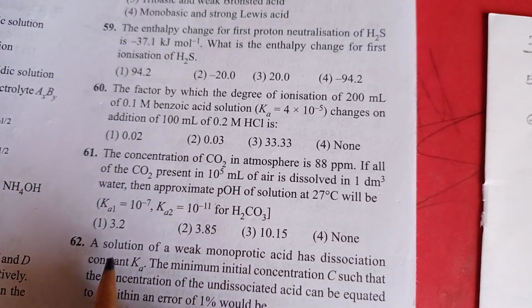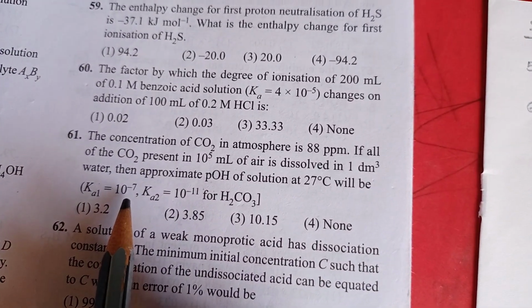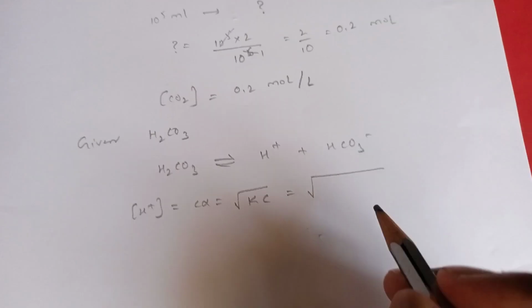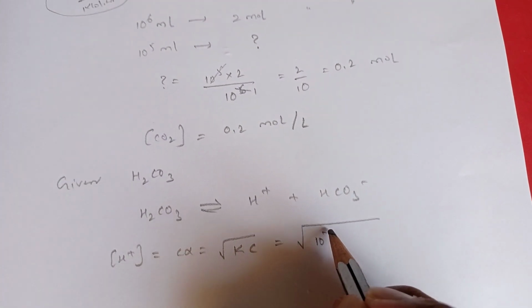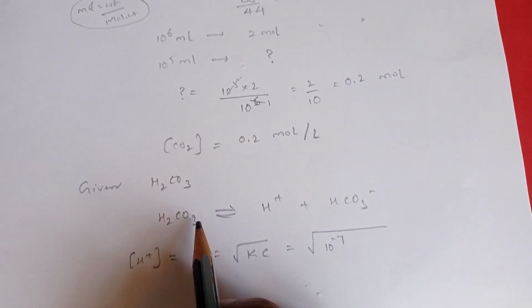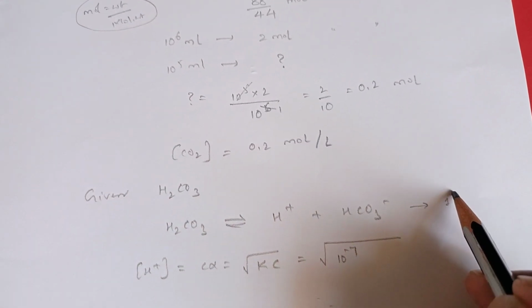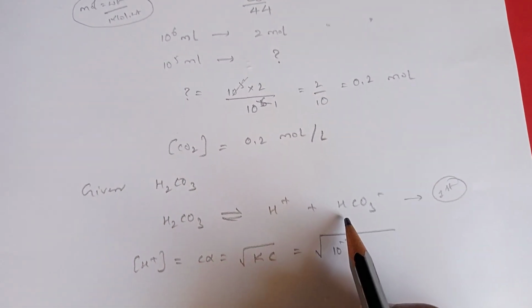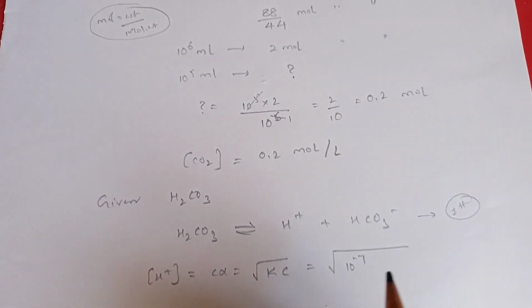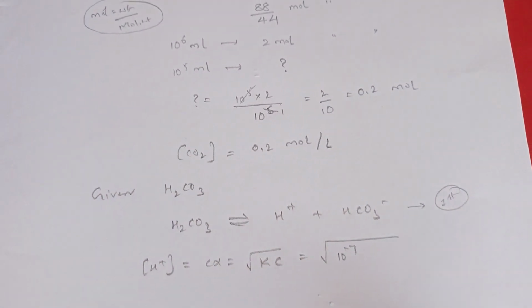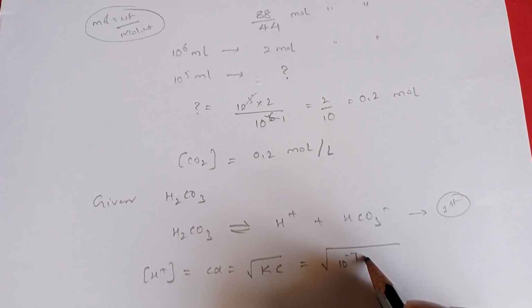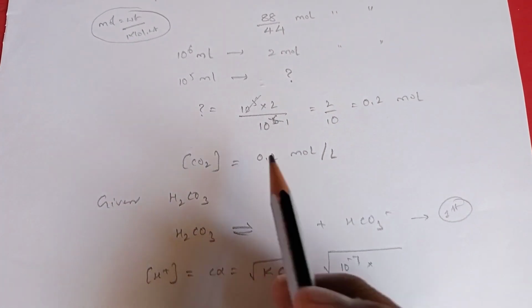Ka first, 10 to the power of minus 7 is given. So K is equal to 10 to the power of minus 7 because this is the first dissociation. The second dissociation is HCO3 minus gives rise to H plus plus CO3 2 minus, but that is not required for us. And the C value, we know that C value is 0.2.